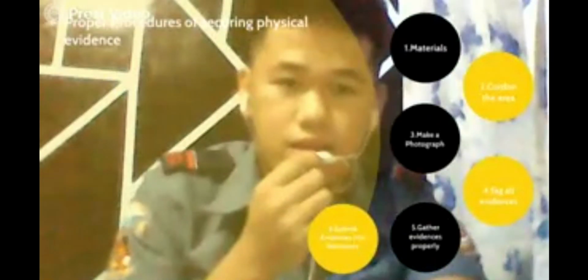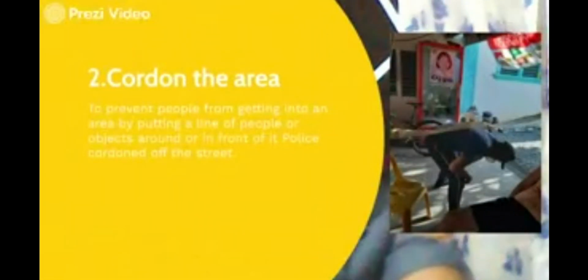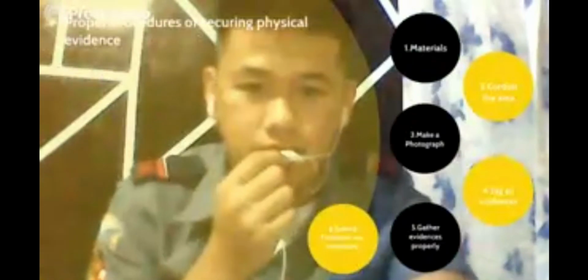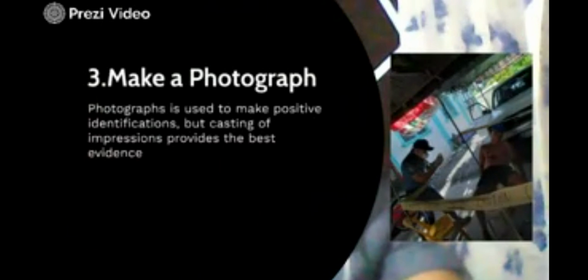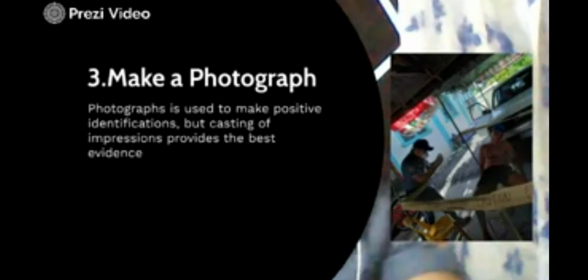Second is cordon the area, to prevent people from getting into an area by putting a line of people or objects around or in front of police cordon of the street. Next is make a photograph. Photograph is used to make positive identification, but casting impression provides the best evidence.